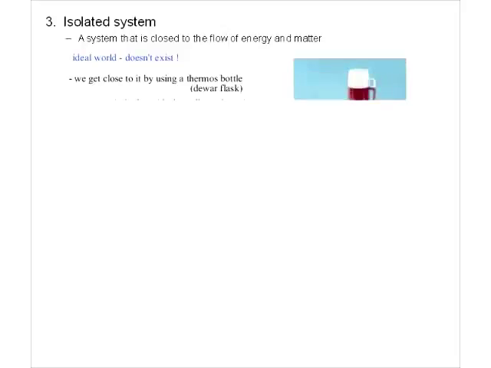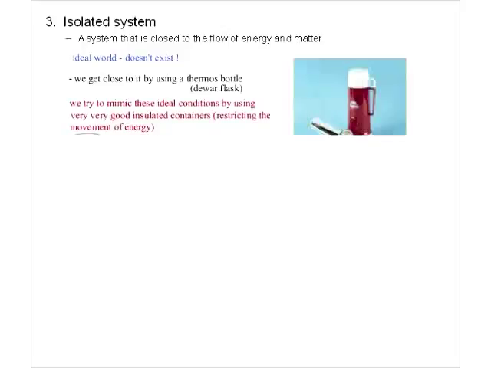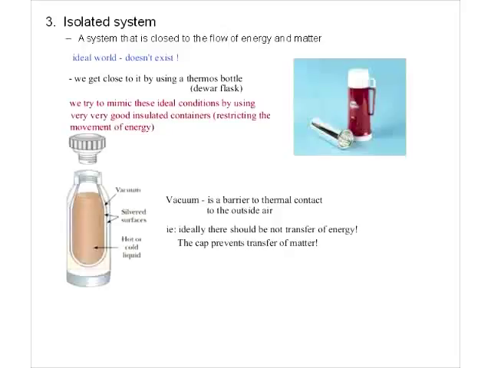However, we can get something that approximates or gets very, very close to an ideal world. And in this case, we would use what's called a Dewar flask. And a Dewar flask is like a thermos bottle. Okay? And what happens here, of course, is the thermos bottle has a vacuum seal here. And the vacuum is nothing, isn't it? That's where all the matter has been sucked out.